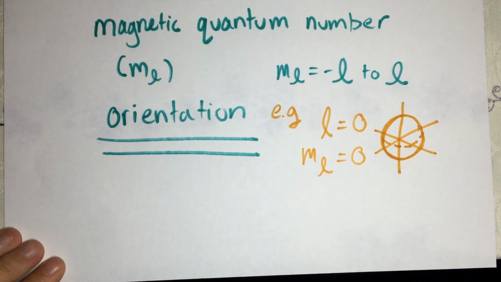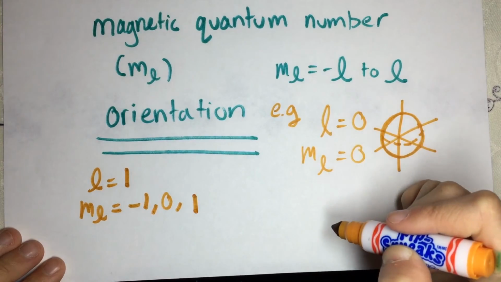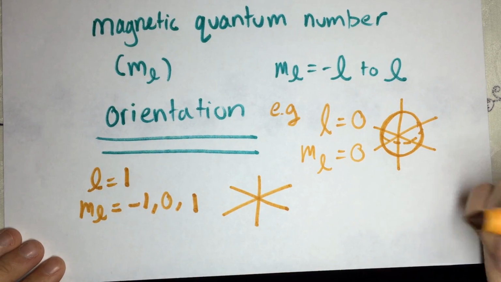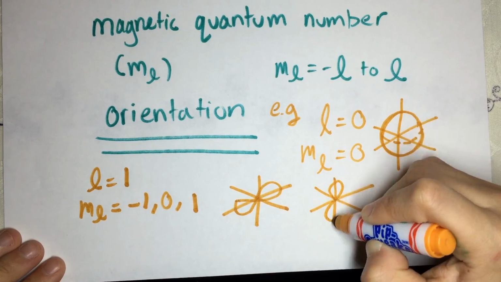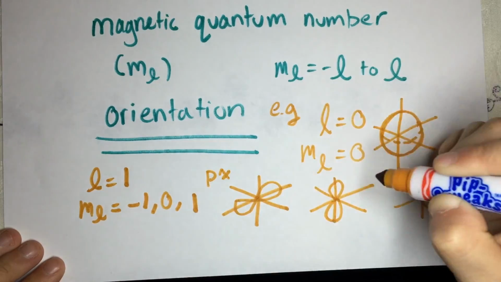If you think about it, this makes a lot of sense because s orbitals are spheres, and there's really only one way to orient a sphere in 3D space. For L equals 1, there are three possible ml values, -1, 0, and 1. As a result, there are three different orientations for a p orbital.